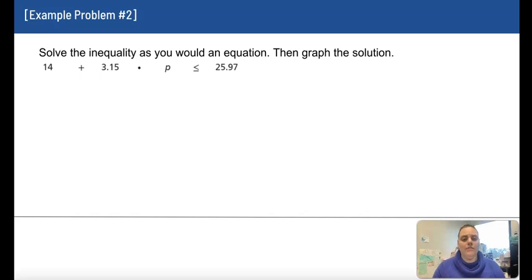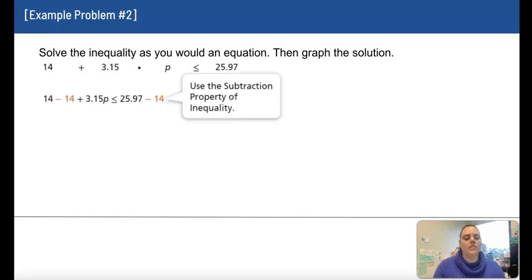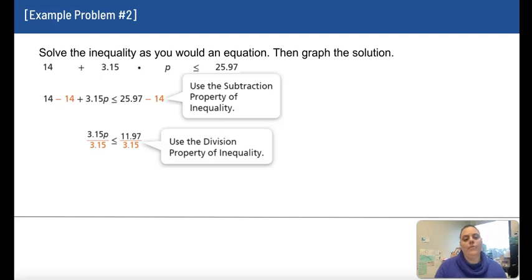Let's take a look at solving this. So if we solve this and then graph it, it's really just a two-step inequality where we need to first subtract 14 using the subtraction property of inequality. When we subtract 14, we'll have 3.15p is less than or equal to 11.97. Then we'll use the division property of inequality and divide by 3.15 to get rid of it on the left. We'll be left with p is less than or equal to 3.80, or the number of pens is less than or equal to 3.8.